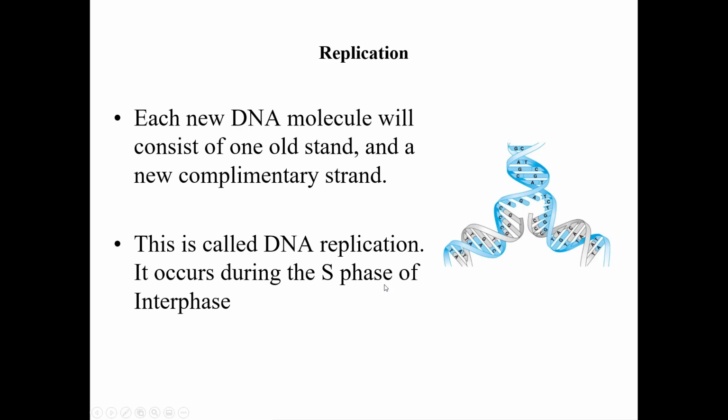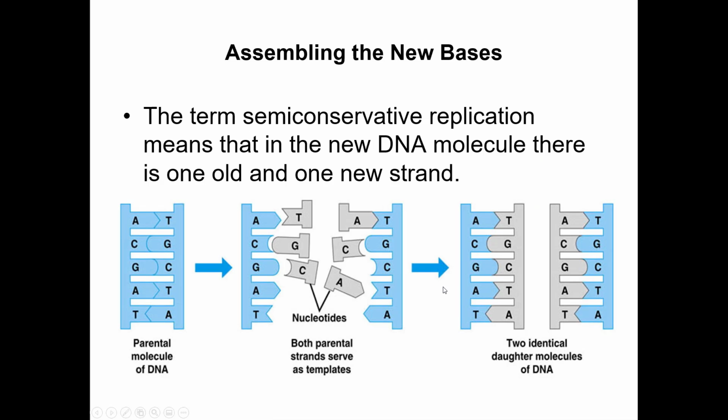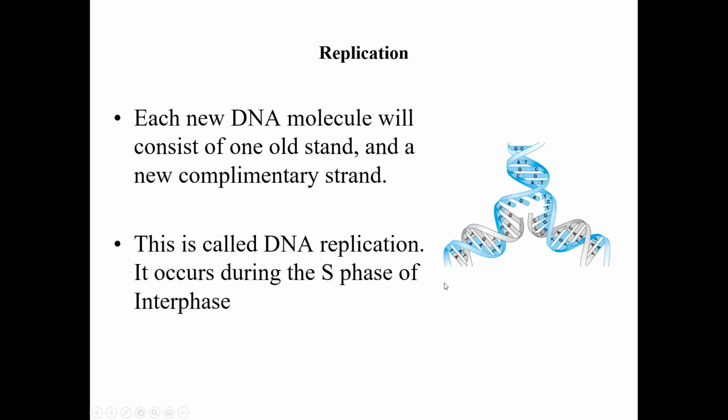It happens during the S phase of interphase. So you have a cell cycle. I think you have a picture in your notes of a circle, and you have these cycles of the cell: S phase, G1, G2, and M. These are just what your cell does.